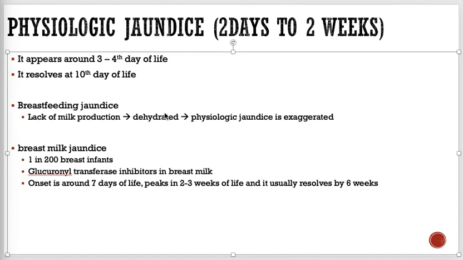So dehydration is one of the causes which will exaggerate it. Infections, for example: when babies have infection, they may develop unconjugated hyperbilirubinemia. Why? Because in infection they have poor fluid intake. It can lead to hemolysis. It can lead to reduced hepatic function. It can increase enterohepatic circulation. So of course, if we suspect any infection, we have to treat that.